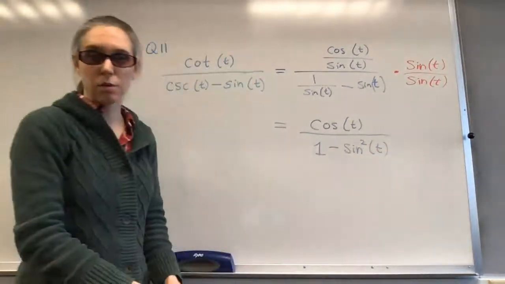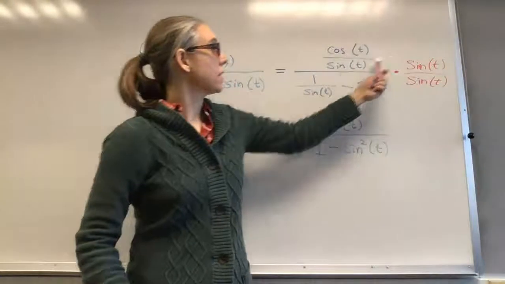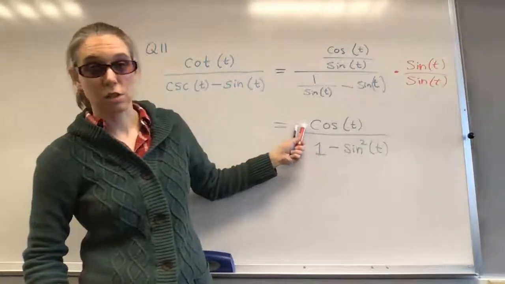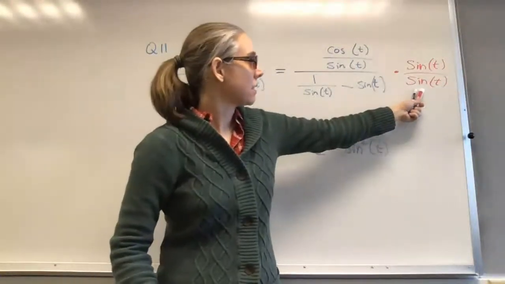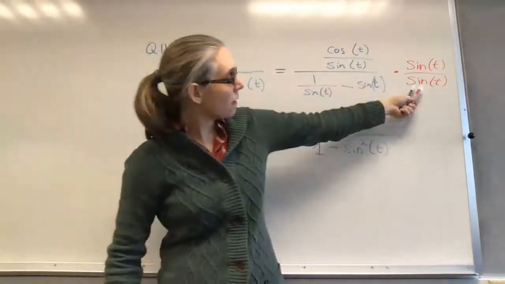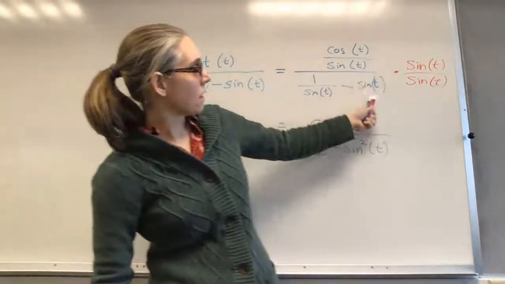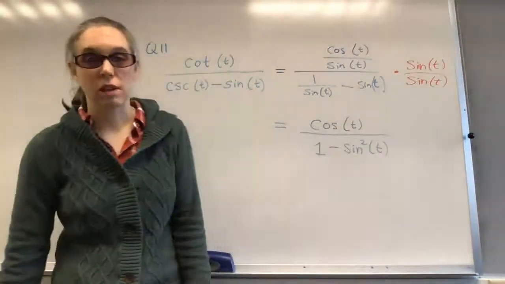So this is not a proof, so you don't have to show lots of steps. You can go ahead and cancel the sine t with this sine t to result in cosine t. Likewise, this sine t, when you use the distributive property, this sine t right here in red is going to cancel with the 1 over sine t, giving you a 1, and then a sine t times a sine t is a sine squared t.